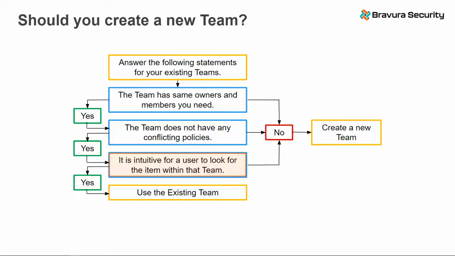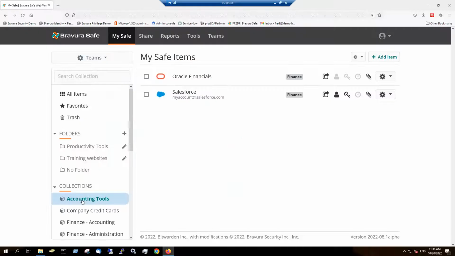In this case, it would be wise to create a new team that follows the existing department structure, such as a finance team. The collection you create in that team would then only include you and the CEO as a member. So even if the finance team grows in members, the credit card item is only shared between the two of you. If you have determined that a new team is needed, teams are created and managed from here in the Bravura Safe web application.